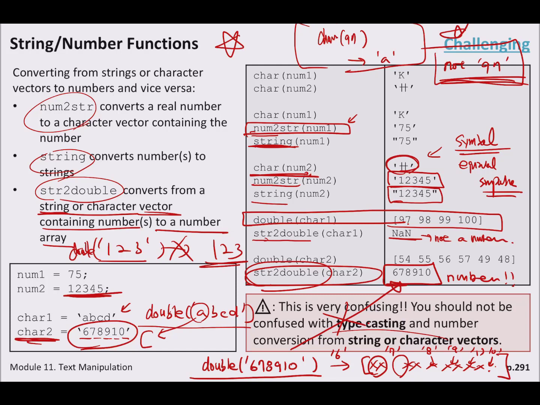If you use double, this maps each character to the equivalent numeric value. So these become a numeric array. That's why we are confused. But whenever you're confused, please refer to this slide. Okay, good.